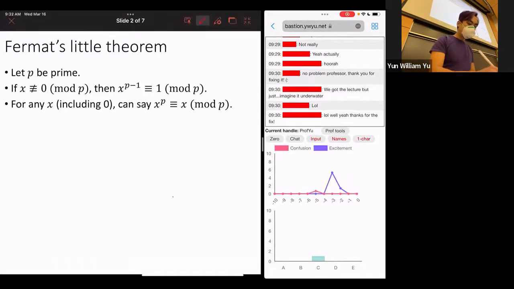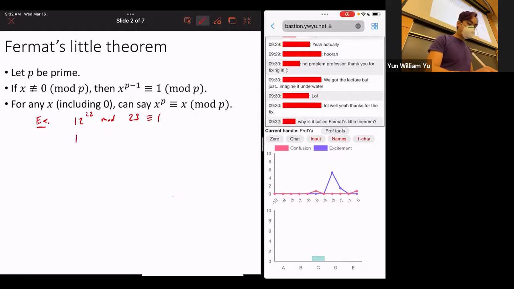So for example, 12 to the 22 mod 23, well, that's just congruent to 1. You immediately know that because 23 is prime. Or 12 to the 23 mod 23 is equivalent to 12.